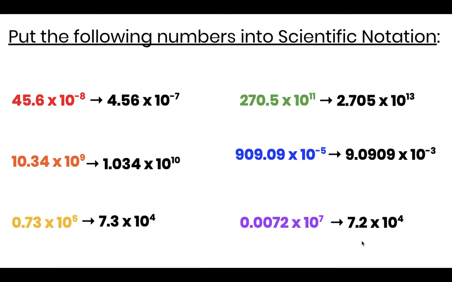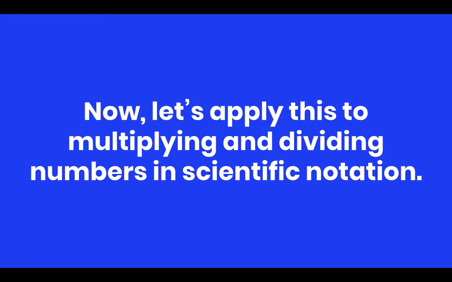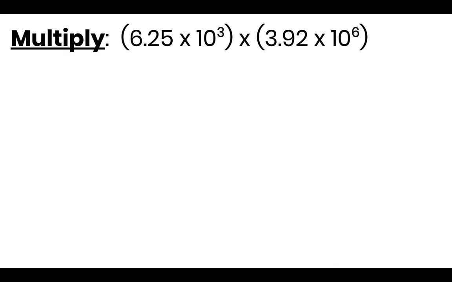How did we do? If you are getting hung up on these, please contact your teacher. So now let's apply this to multiplying and dividing numbers in scientific notation. So if we had this problem, 6.25 times 10 to the 3rd times 3.92 times 10 to the 6th.